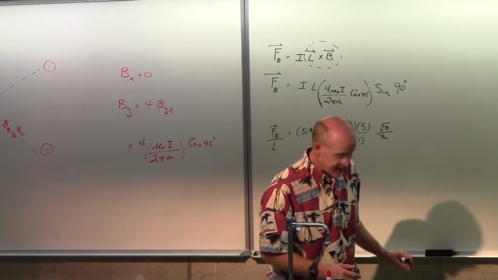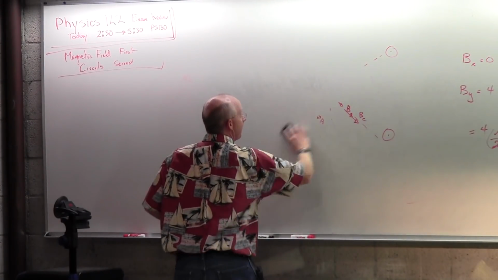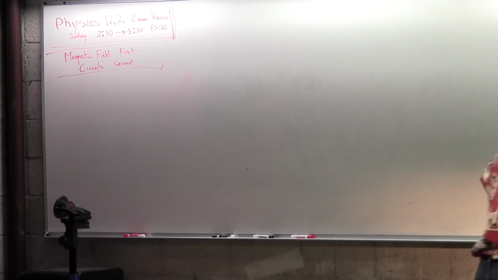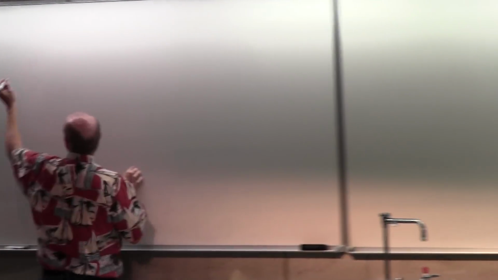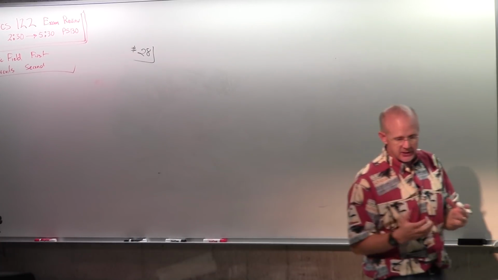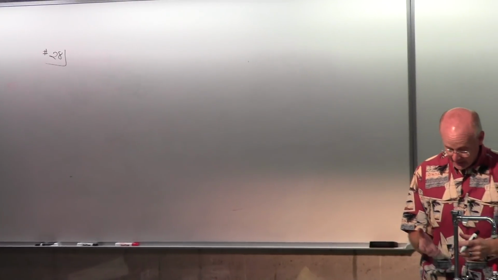Problem 28 doesn't have a picture. Let me read it for you. But it does, again, do a good illustration of what I just did for you today with Ampere's law. This happens to be a toroid.